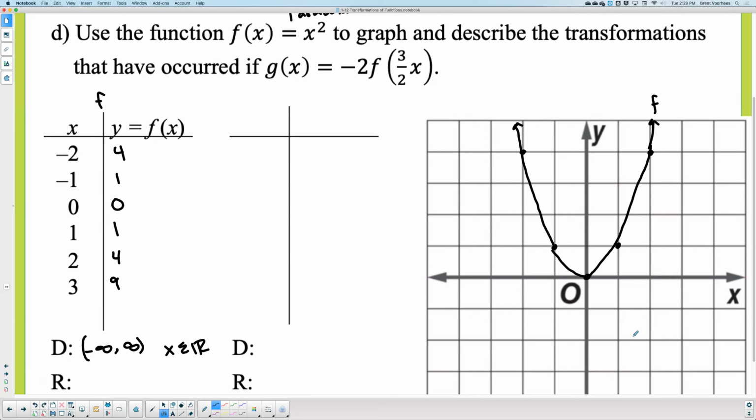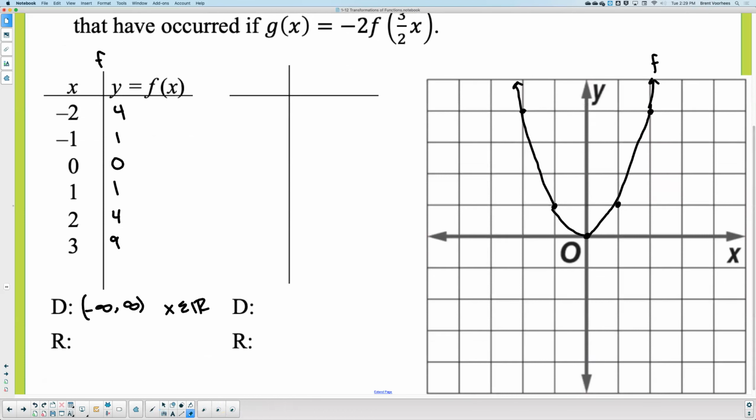So is the range all reals? No. How low does that go? 0. And I'm going to do a bracket because it's actually getting to that point. It's not heading there. It actually gets there. How high? So you could say y is greater than or equal to 0.